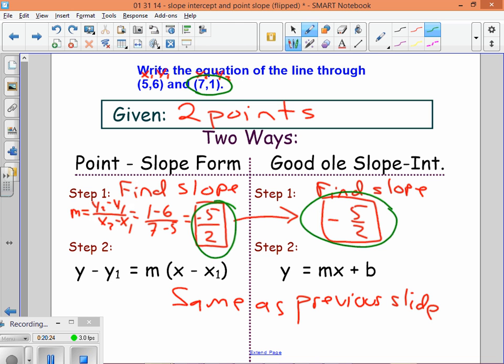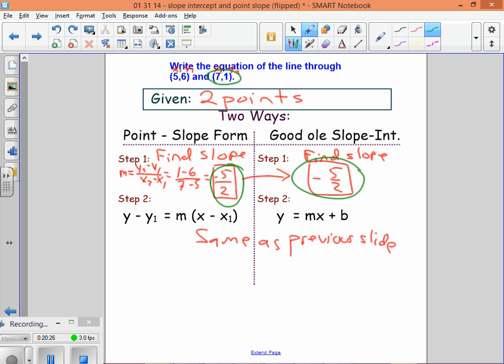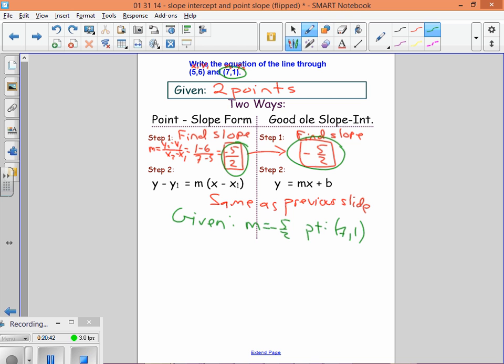You have a point and a slope, so what I'm going to write, given, is slope equals -5/2. Point is (7, 1), and I'm going to repeat the same thing that I did in the last slide. I'm only going to do one of them. I'm going to do the slope-intercept form, y equals mx plus b. So y equals -5/2 x plus b. Then I am temporarily going to replace x with 7 and y with 1. So 1 equals -5/2 times 7 plus b.